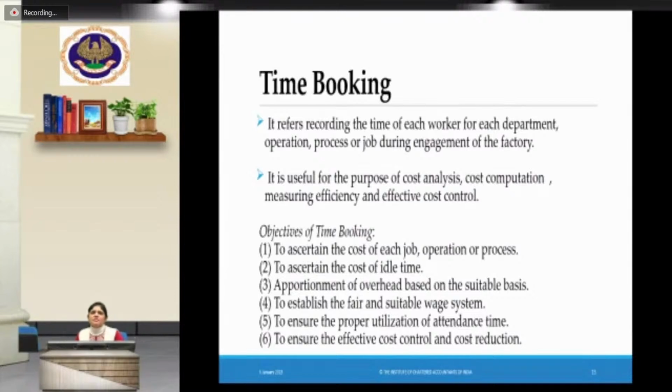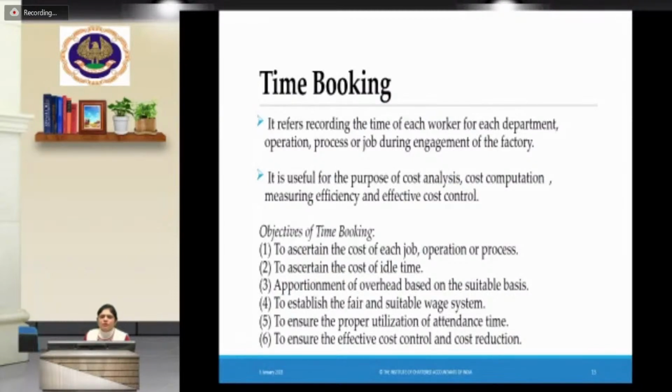So let us say it will monitor how much idle time I have spent, how much time I was idle during the day, and how much I've actually contributed to the production or to the operations, right? So time booking is a major parameter which tells what is the performance of an employee, how I'm spending the day in an organization. Clear? So it refers to the recording of the time of each worker for each department, operation, process, or job. So where actually I have spent the time.